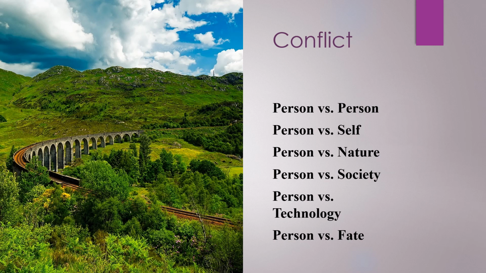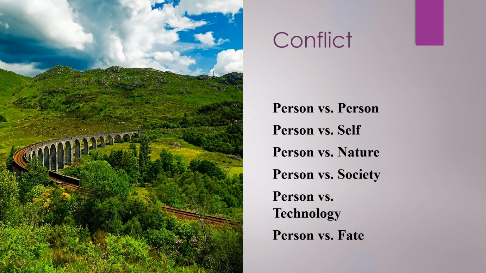It's usually a struggle through thoughts and emotions. Next, we have person versus nature. This conflict involves a character who is struggling against the forces of nature, like a natural disaster or a wild animal. Next, we have person versus society. This arises when a character is struggling against societal norms, such as laws or cultural expectations. Then we have person versus technology. This occurs when a character is struggling against technological advancements or issues, like hacking a computer or robots that turn on society.